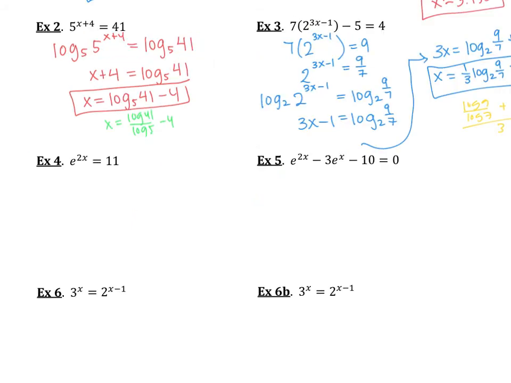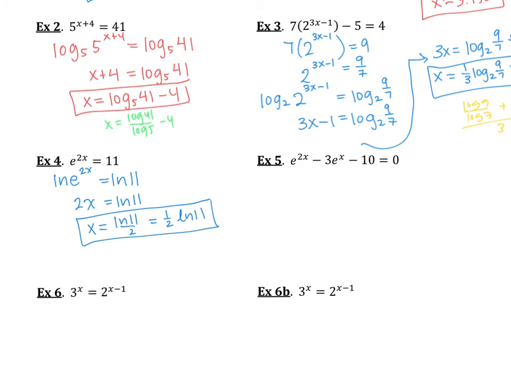Okay, examples 4 and 5 are going to have a base of e in them. Because it has a base of e, the easiest way to do that is to use ln. So I'm going to do the natural log on both sides, because that's the one that corresponds to a base of e. The ln of e to the 2x comes down, the ln of e turns to 1. And then I could say ln 11 over 2, or you could say 1/2 ln 11. The second one's a little bit nicer, but either one, they're the same answer.